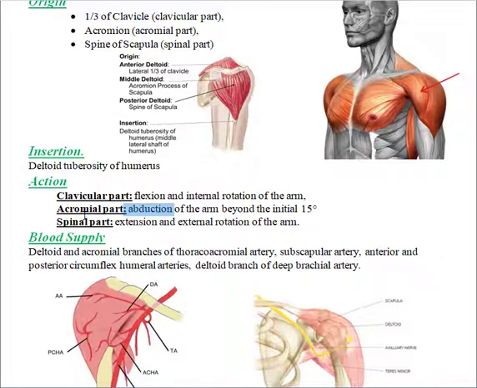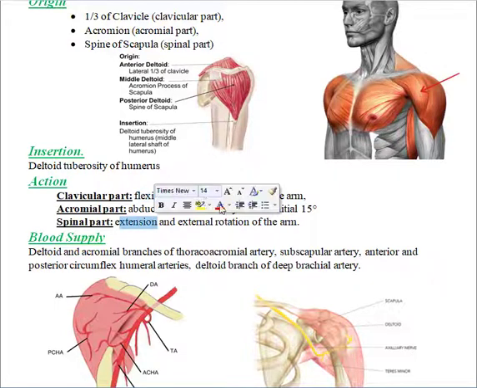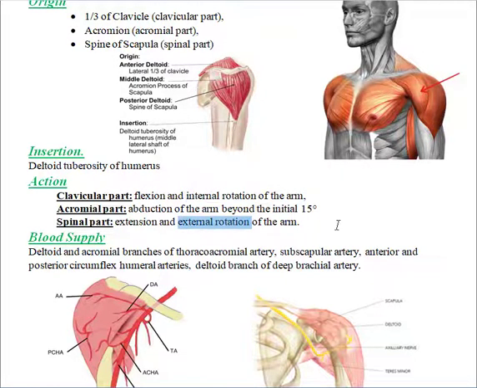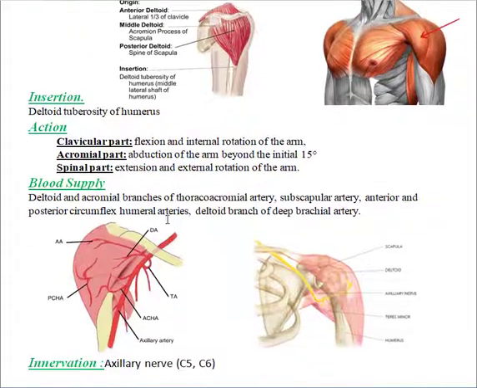And what does the spinal part do? It does extension and external rotation. So the spinal part is totally opposite to the clavicular part. Look, here it performs flexion, there it performs extension. Here it performs internal rotation, there it performs external rotation, right? So these are the actions of the deltoid muscle.